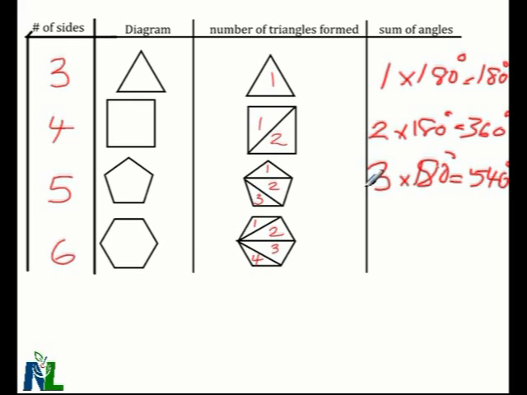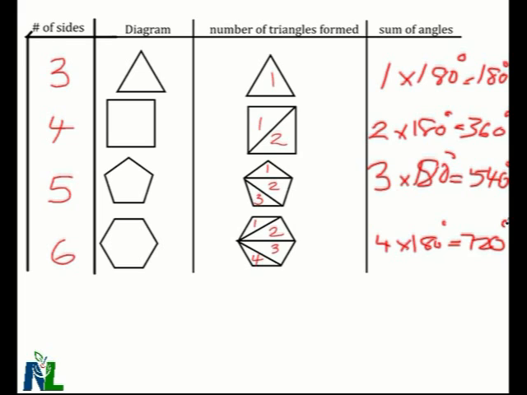And finally, if I look at the last case, I have a hexagon. When I divide it up into triangles, I get 1, 2, 3, 4 triangles. So the sum of the angles is 4 times 180, which is equal to 720 degrees.